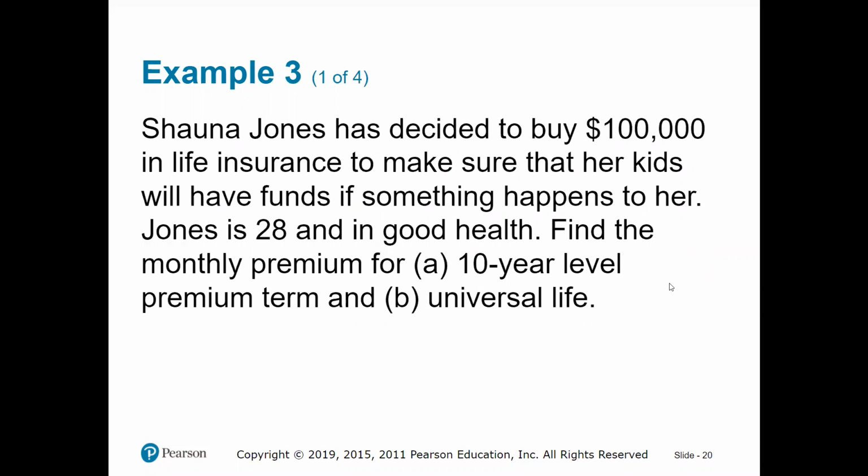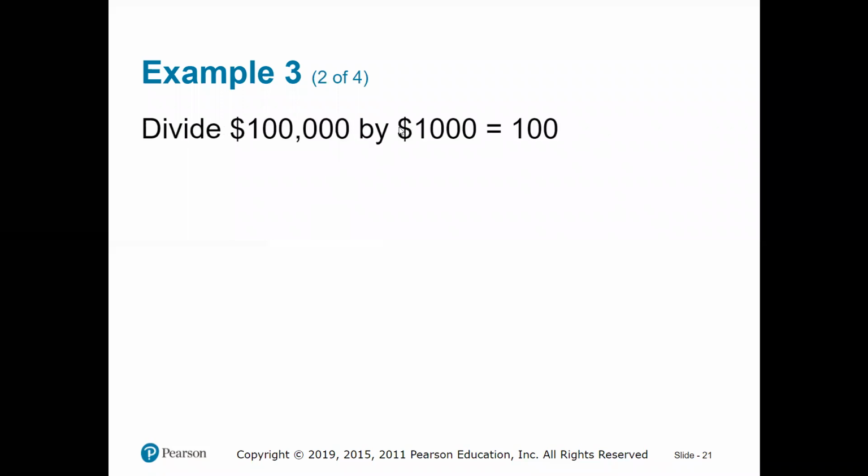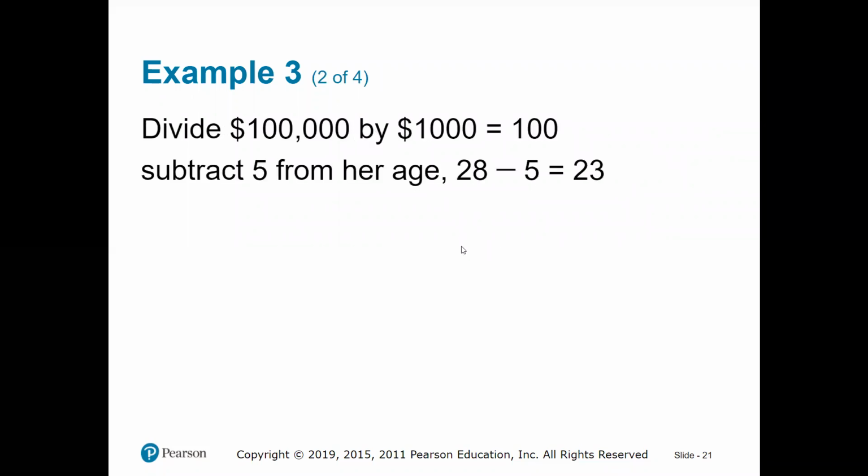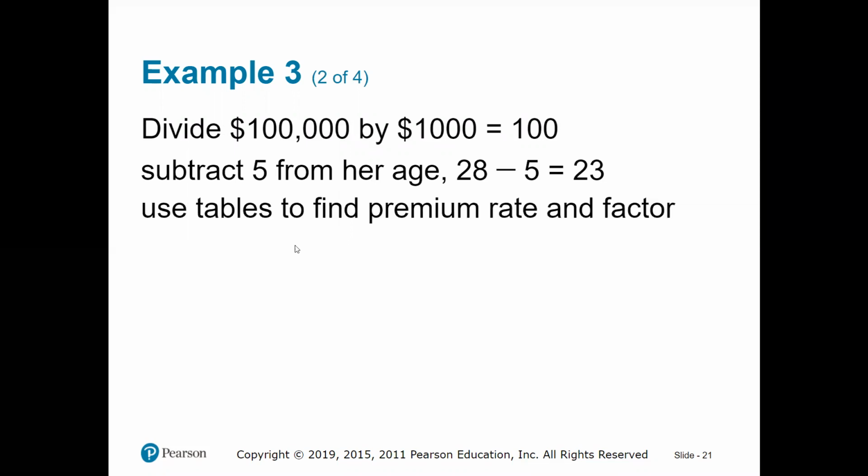Shauna Jones has decided to buy $100,000 in life insurance to make sure that her kids will have funds if something happens to her. Jones is 28 and in good health. Find the monthly premium for a 10-year level premium term and universal life. So again, divide by 1,000 and you get 100. Subtract 5 for her age. We're looking at line 23.